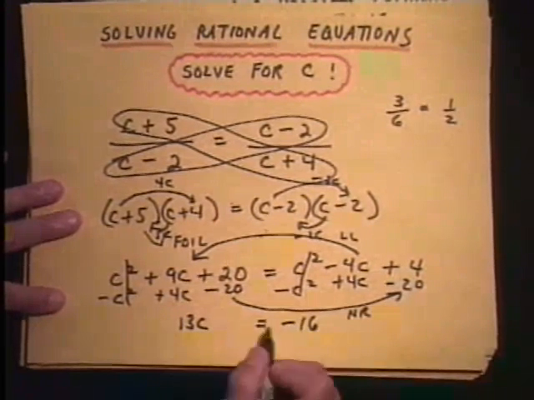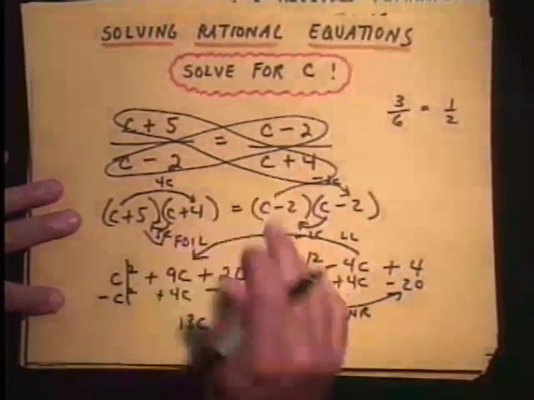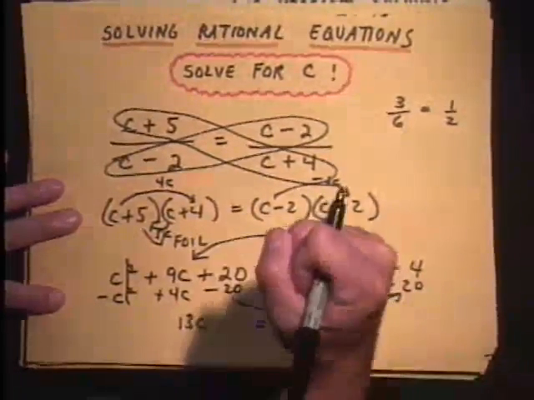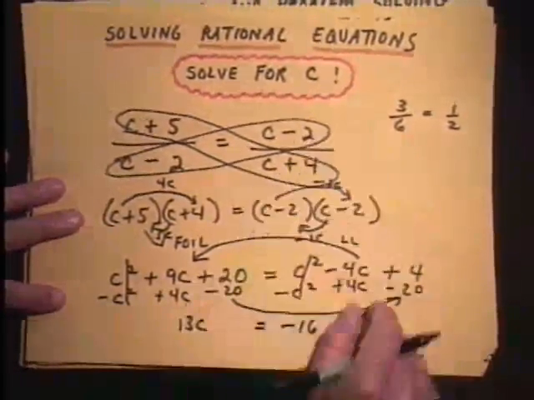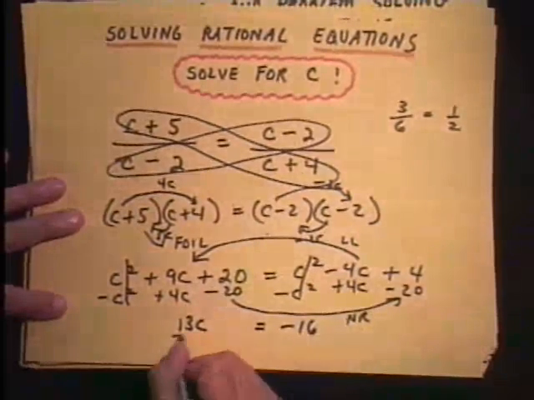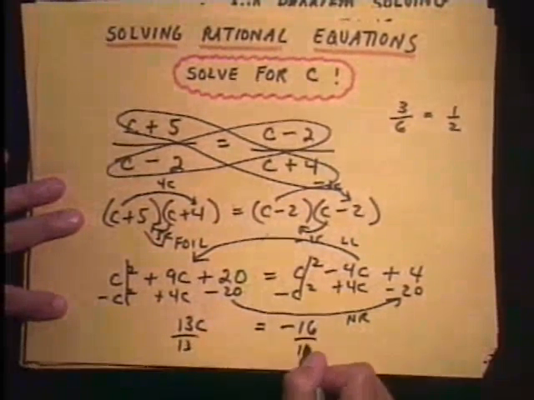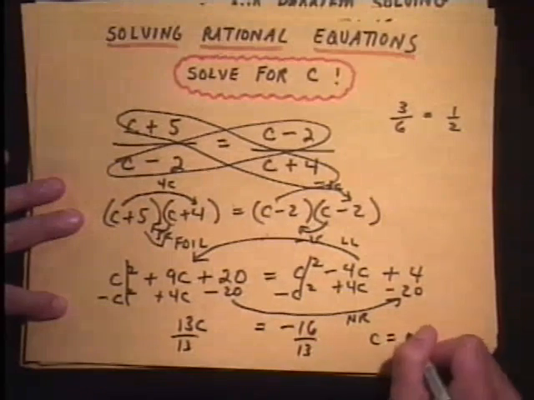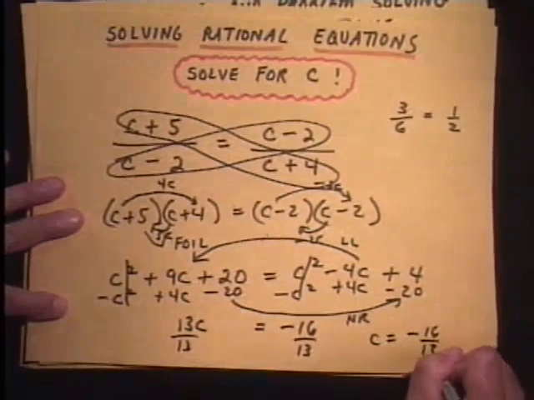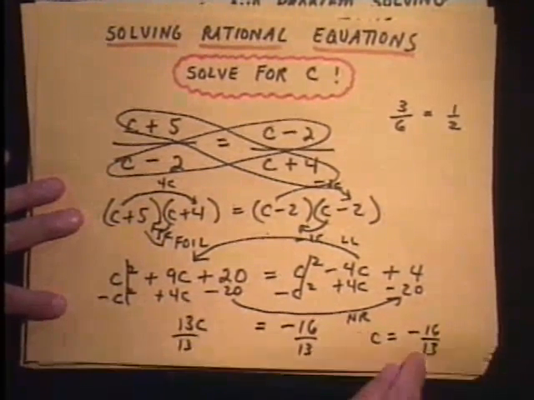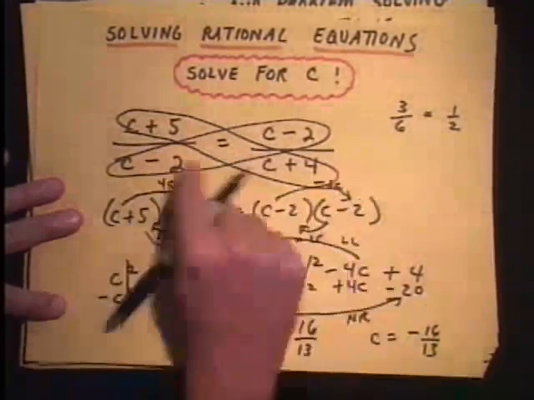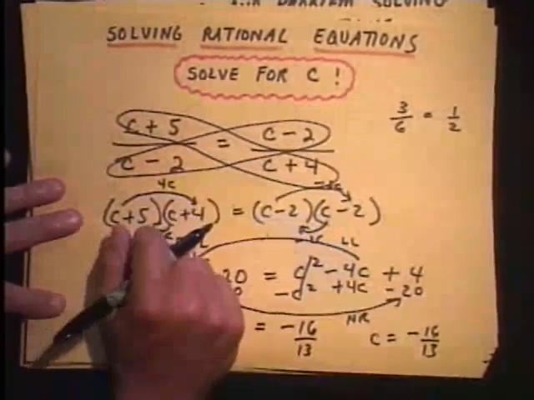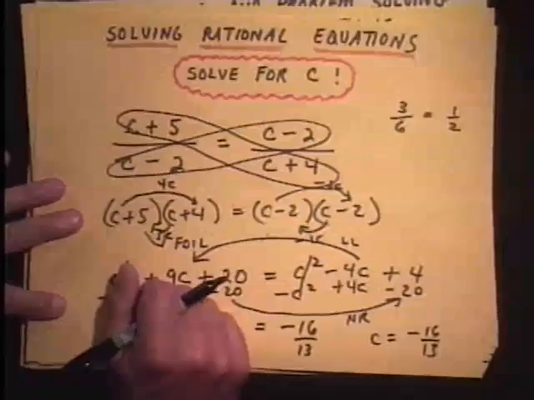Now, does that scare you? This isn't going to come out nice and even? Well, it shouldn't, because as we get deeper, these are getting harder. You're going to get stronger doing them. Divide both sides by 13, and you will get the final answer, C equals negative 16 over 13. So, boy, taking that and plugging it in here would be a monster to check, wouldn't it, to see if it works? But I assure you it will.